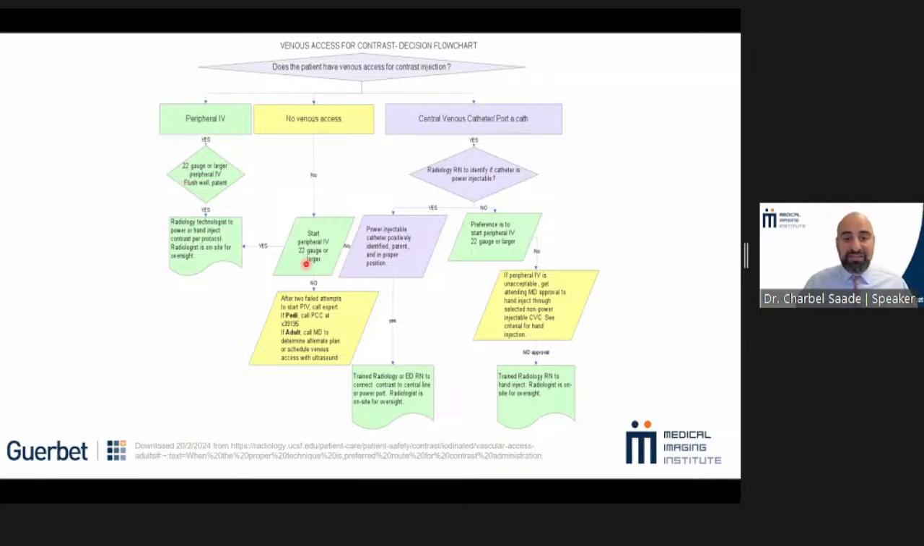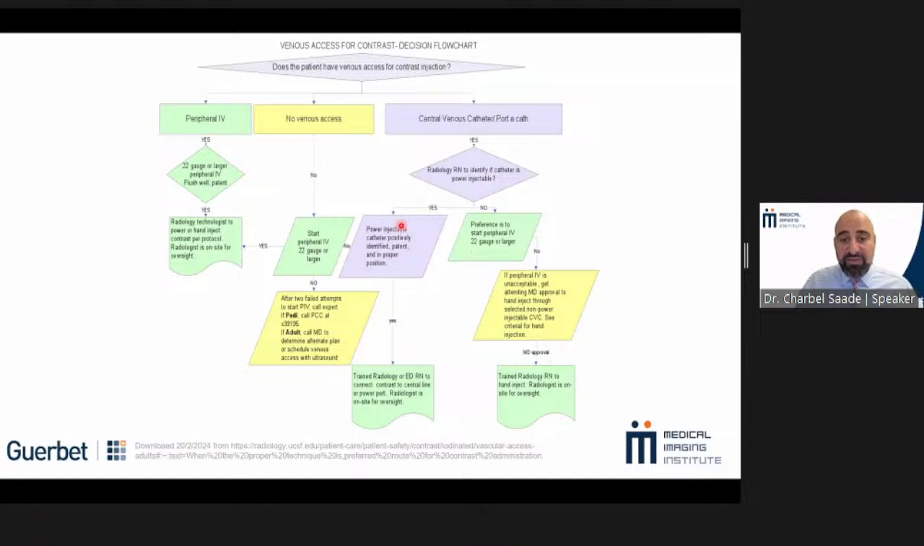If there's no venous access, then of course you can pop a cannula in, or if you've tried multiple times, then you can go through ultrasound. Otherwise, you have another option, the central venous catheter or portacath. If there is one, the radiology RN is to identify if the catheter is power injectable. Not all catheters are power injectable. This is something to remember, and usually it's written power PICC, okay?